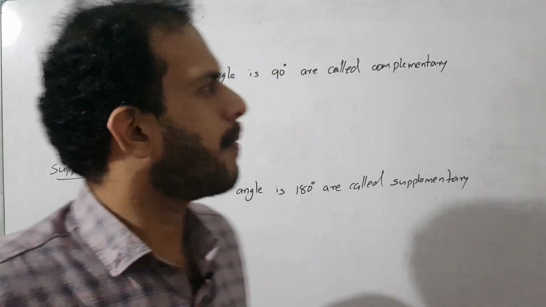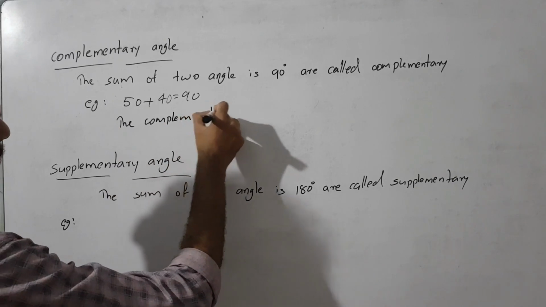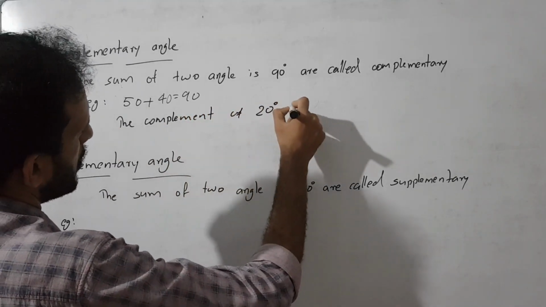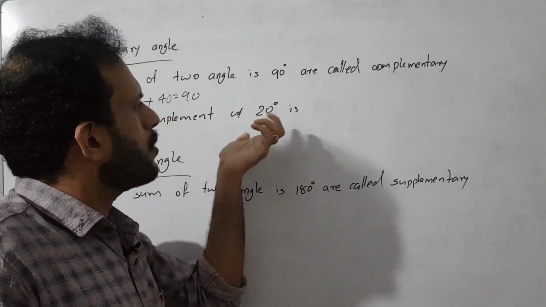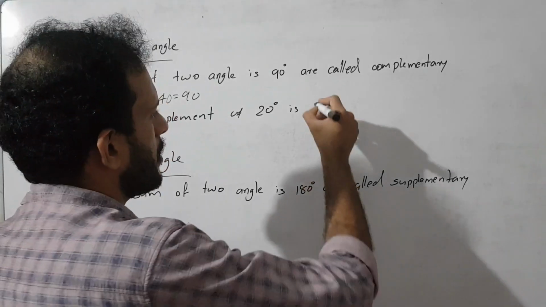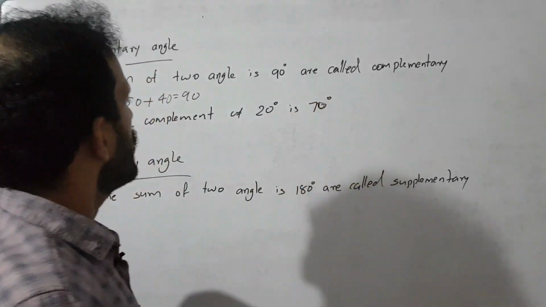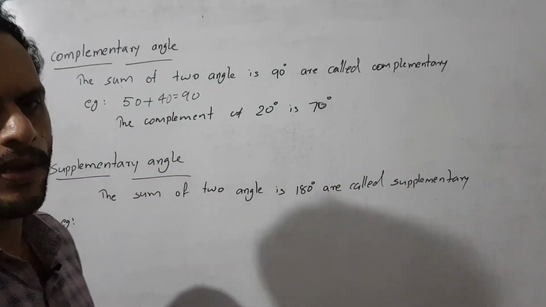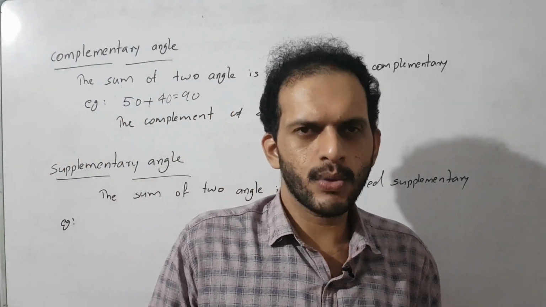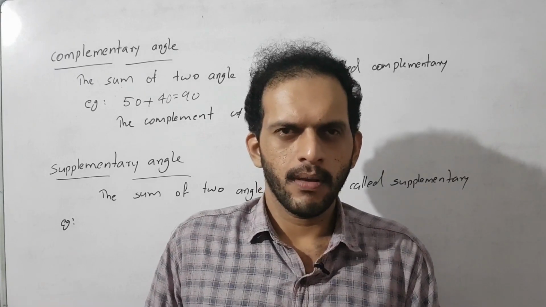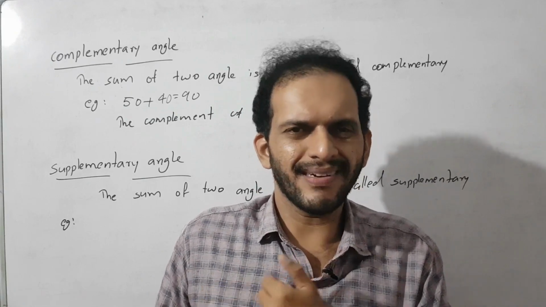What is the complement of 20? The complement of 20 degrees is the angle which, when added to 20, gives 90 degrees. That is 70. So the complement of 20 degrees is 70 degrees. The complement of 70 degrees is 20 degrees. What is the complement of 60? The complement of 60 is 30.